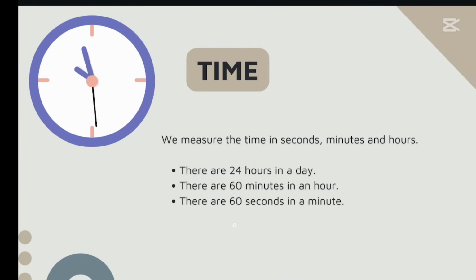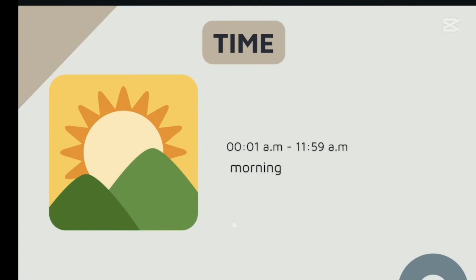So how are we going to read the time or write it in the English language? First, we can determine the time for the whole day. We have morning, afternoon, and nighttime, right? So how do we indicate which one is morning, which one is afternoon, and which one is the evening?